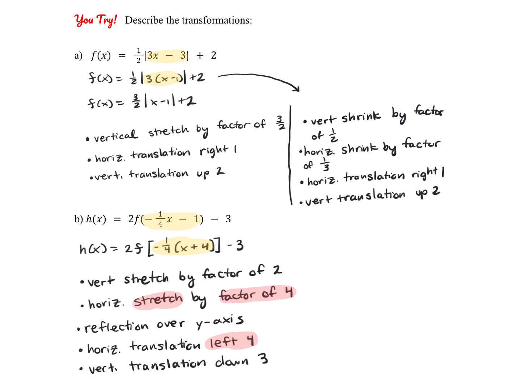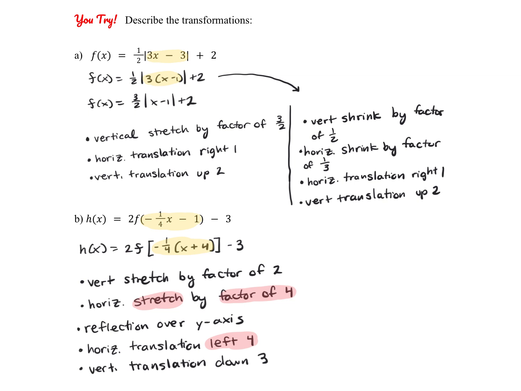Now for part B, again, you have to take that same step. We have to first separate the reflection and the stretch from the shift. So I factored out -1/4. So for this one, there's no way of simplifying this out because it's just in that standard function notation.